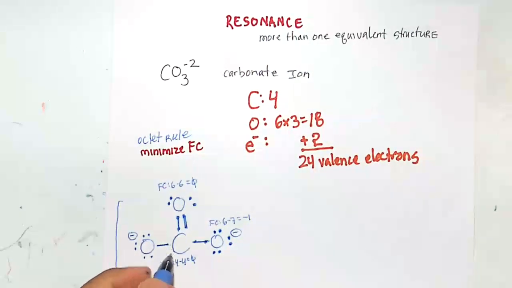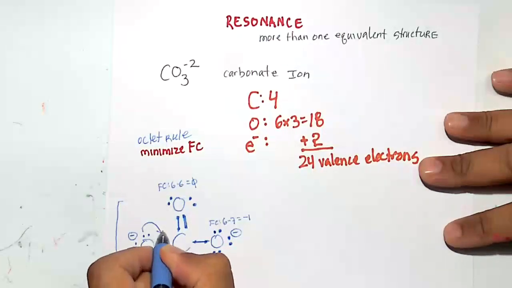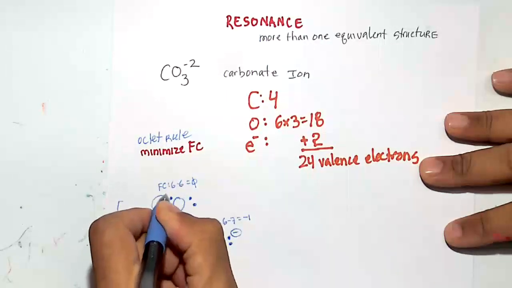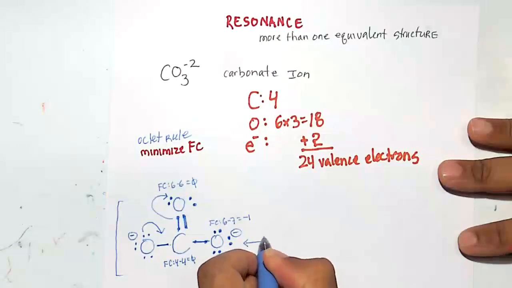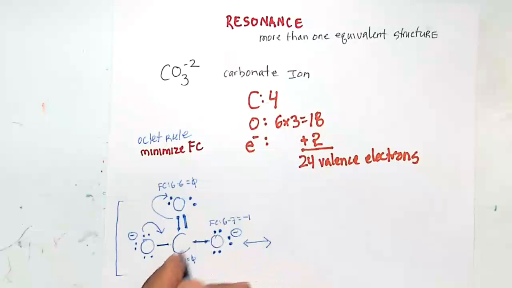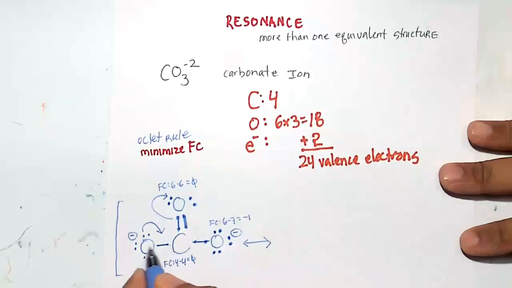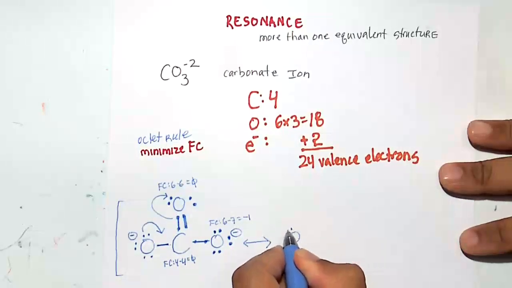All right, so I'm going to put it on this side. I'm going to move this pair of electrons here. That kicks this pair of electrons out. I'm going to draw a back and forth arrow. Make sure you do this on the exam. And now the double bond, where is it at? It's on the side.